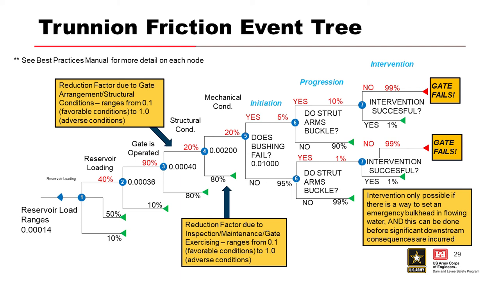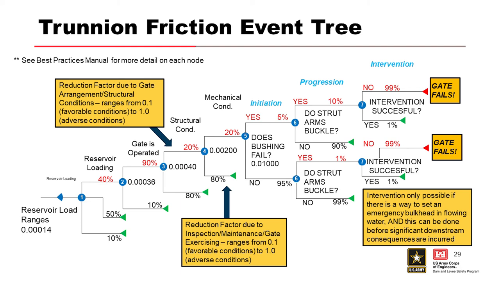the risk for those. There's guidance, such as for the structural condition, in the best practices chapters on how to estimate these from a range between 0.1 to 1, which would be a very bad condition. The mechanical condition looks at the inspection, the maintenance, how often the gates are exercised. The best practices has guidance on using these as well. So then you get into the initiation event: does the bushing fail? And then you get into the progression: do the strut arms buckle?